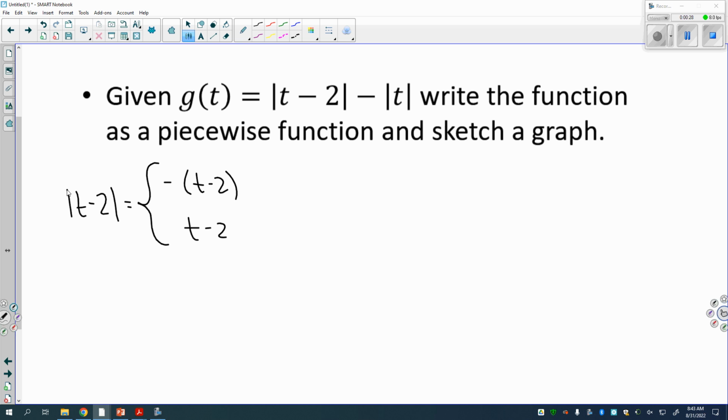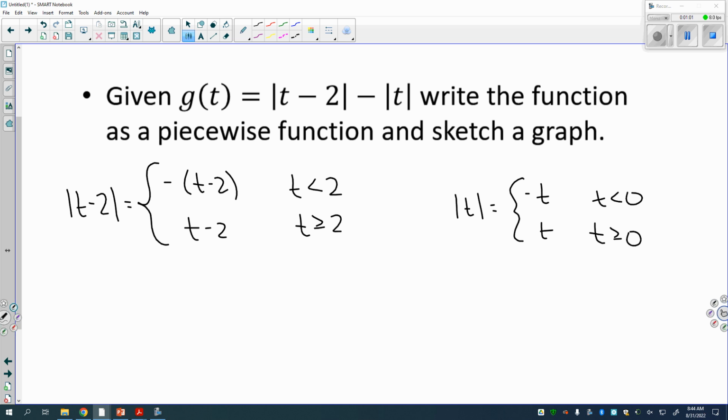The negative portion happens when the inside is less than 0. That's not quite how this works here; this is going to be less than 2, less than where it equals 0. And then the positive part happens where it's greater than or equal to 2. The same thing happens over here with the absolute value of t. This one's nice. It just follows the exact same thing as our definition: less than 0, negative t, and positive t where it's greater than or equal to 0.